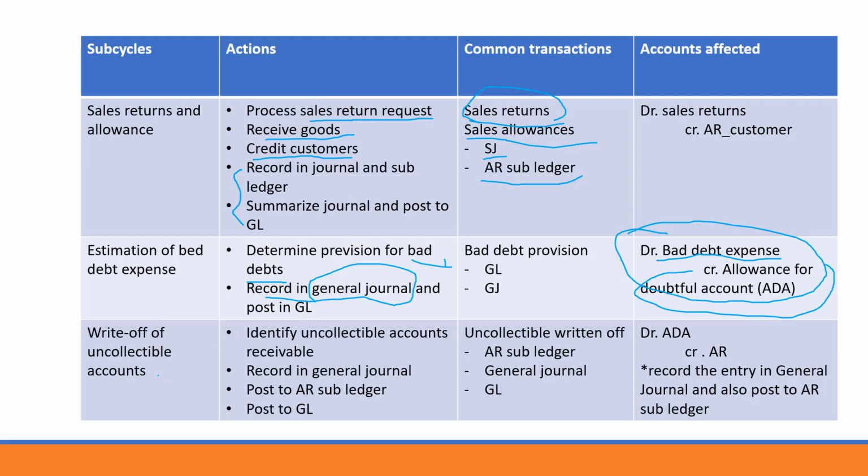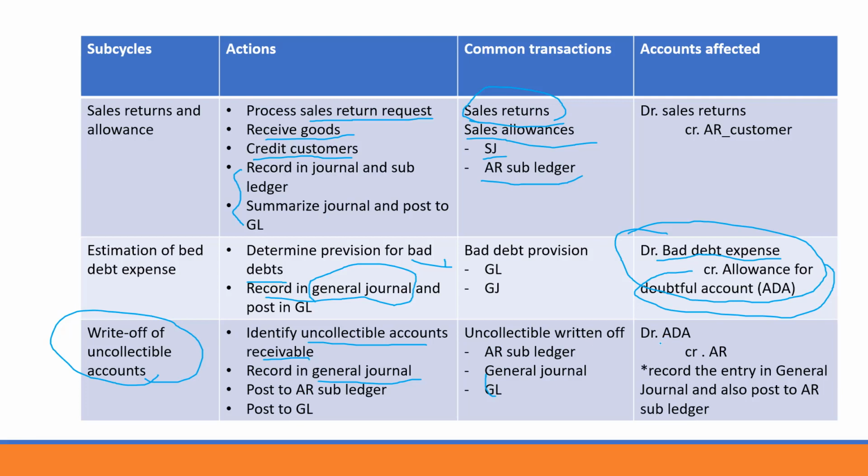And another subcycle is write-off of uncollectibles. So this happens when you determine that someone will likely never pay you. You identify uncollectible accounts receivable, and then record it in the general journal. We do not record it in a special journal, but we post it to both the general ledger and the accounts receivable subledger for that customer as well.